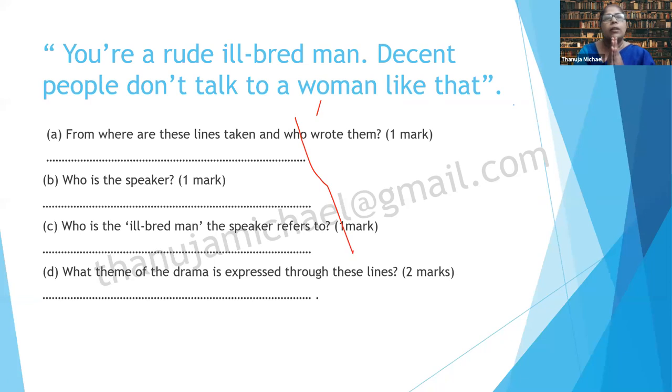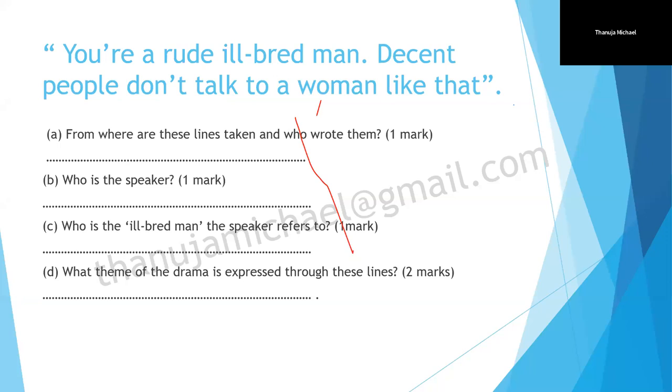Right, so you are a rude, ill-bred man. Decent people don't talk to a woman like that. From where are these lines taken and who wrote them? Check your anthology. I hope you have the books with you. Check and see whether it is the bear or bear. That's why I told you, when you write, sometimes you know but you tend to forget, and you tend not to write what is proper. It has to be the bear.